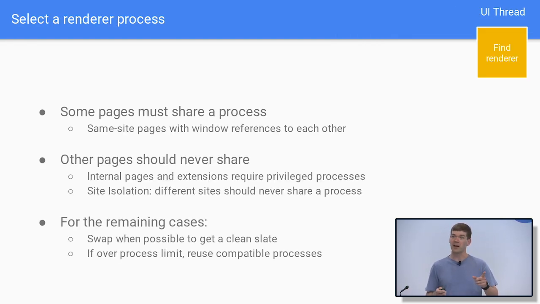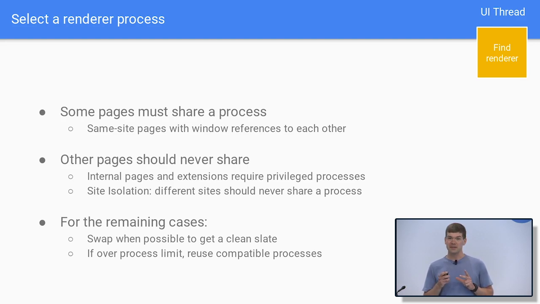So at this point, we'll hop back to the UI thread. And the next step is for us to choose the renderer process, which will be used for this navigation. This is a critical step. And it's very essential to understand to get the whole Chrome security model. There are a bunch of policies that govern how this is done. And I will just go over some of the most important ones.